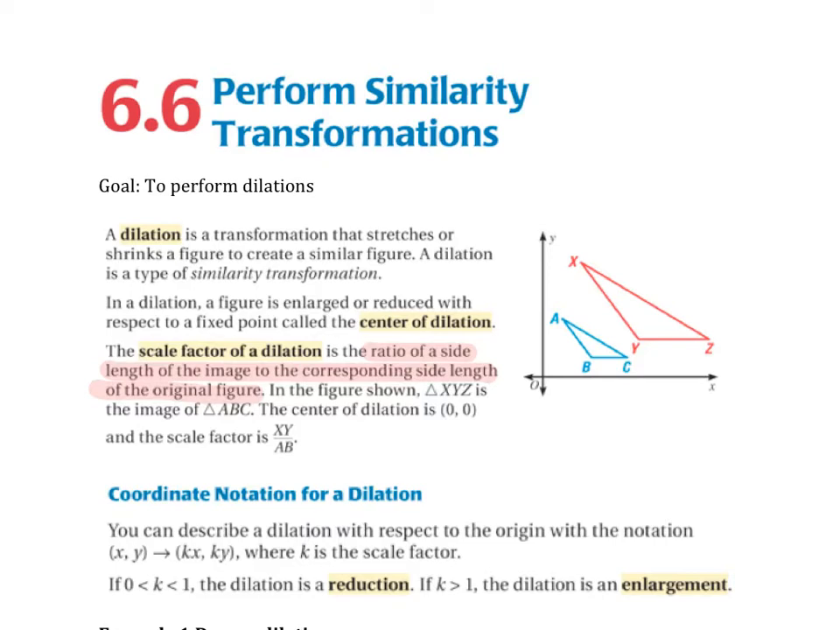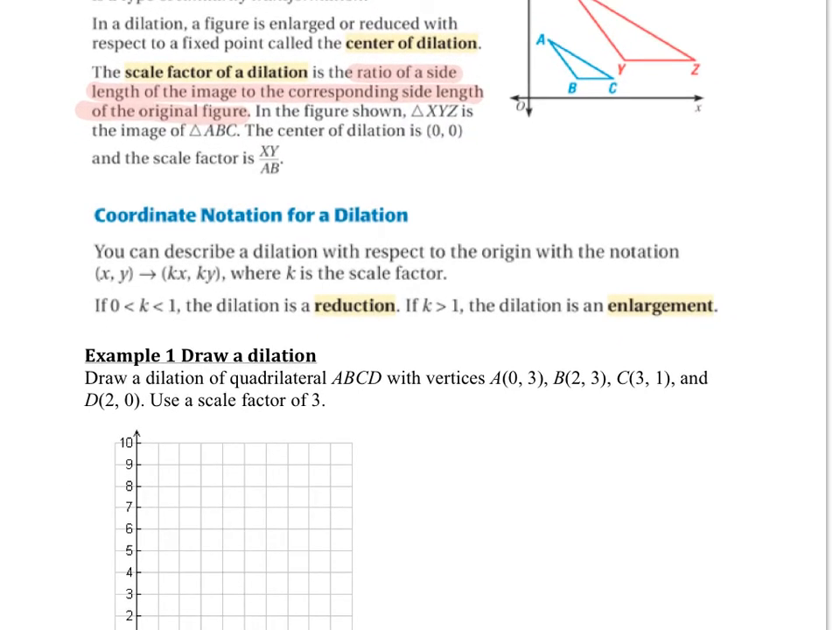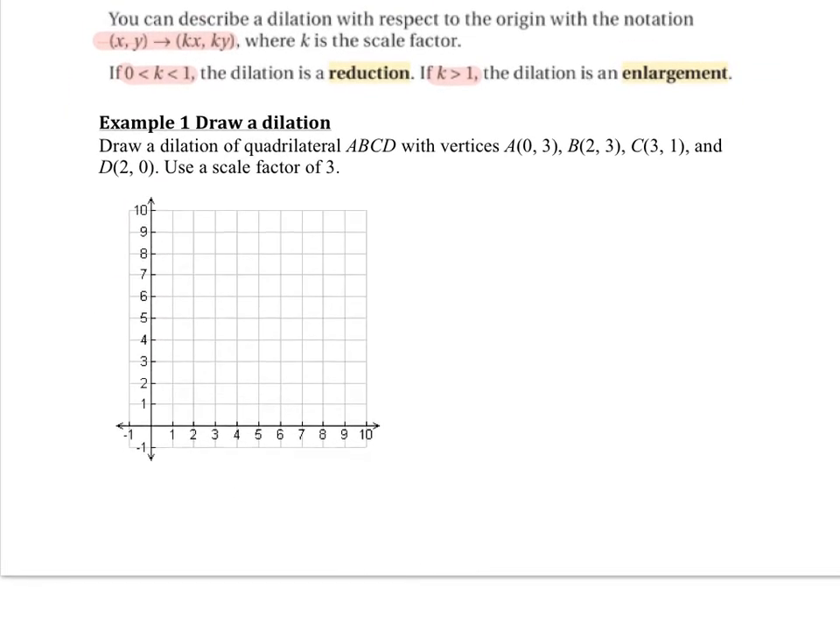In this particular figure, the center of dilation is (0, 0), and the scale factor would be XY over AB. We have coordinate notation for dilations. Coordinate notation is: we say (x, y) goes to (kx, ky), and k is the scale factor. If it is between 0 and 1, or a fraction, it's a reduction. If it's greater than 1, it's an enlargement. So you can tell if you're going to have an enlargement or a reduction just by looking at the scale factor.